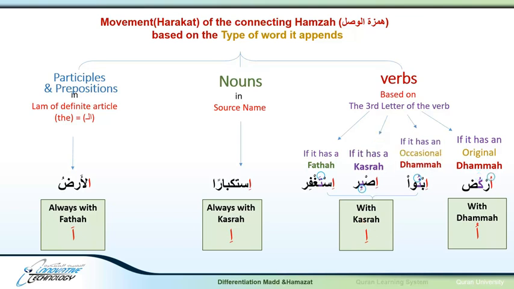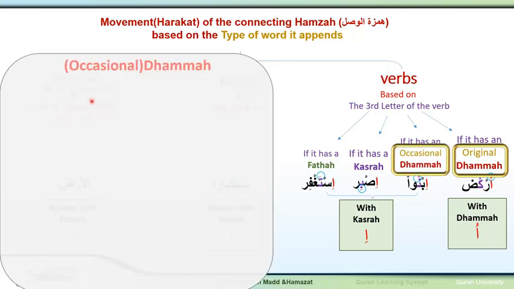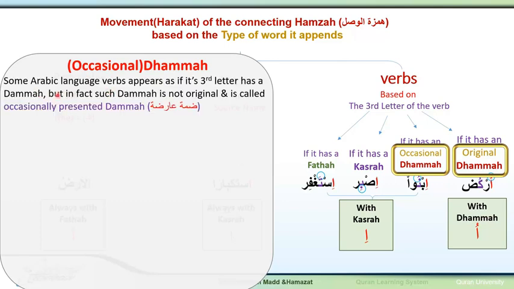If you have just noticed that we have mentioned here that there is a difference between original and occasional dhamma. So what is that difference? We're going to explain what we mean by occasional dhamma. Some Arabic language verbs appear as if their 3rd letter has a dhamma, but in reality, such dhamma is not original and is called occasionally presented dhamma or dhamma arida.